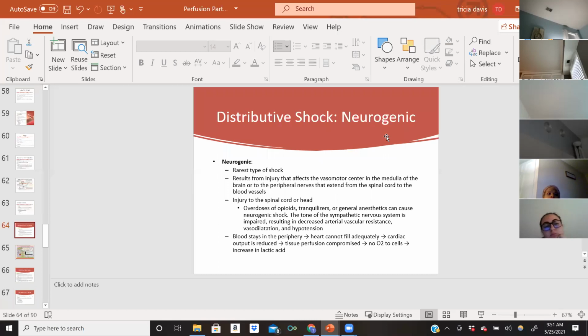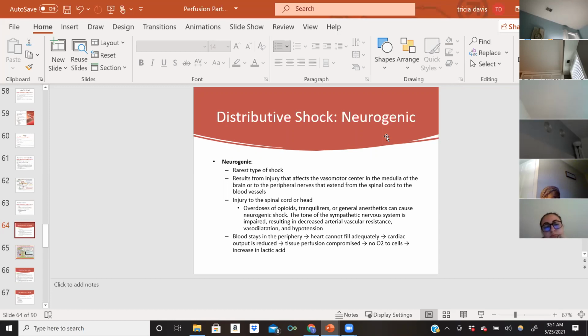So neurogenic shock, this is the rarest type of shock. We don't see this a lot. This is going to be a result of an injury that affects our vasomotor center in the brain, or the peripheral nerves that extend from our spinal cord that go to our blood vessels. So these are patients that have had spinal cord injuries or head injuries.